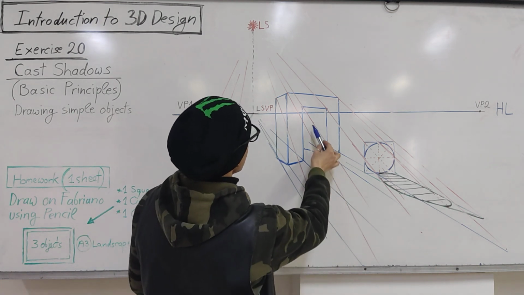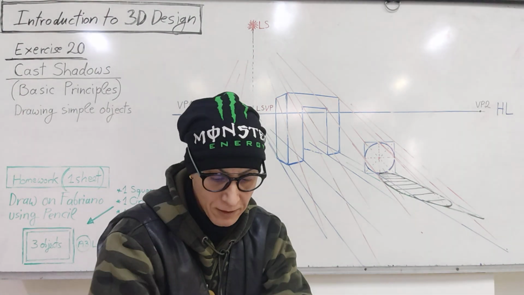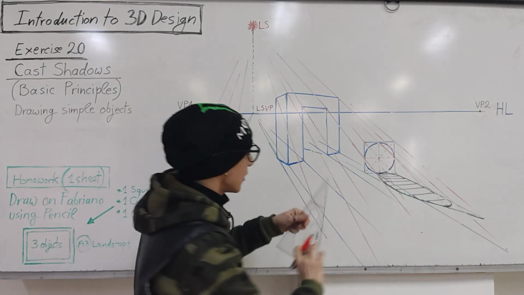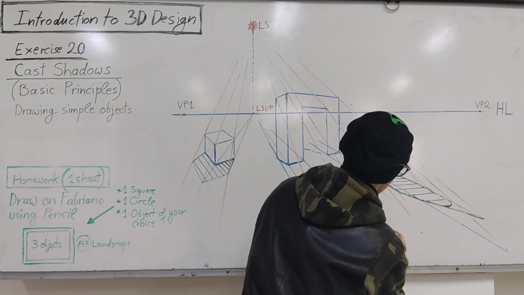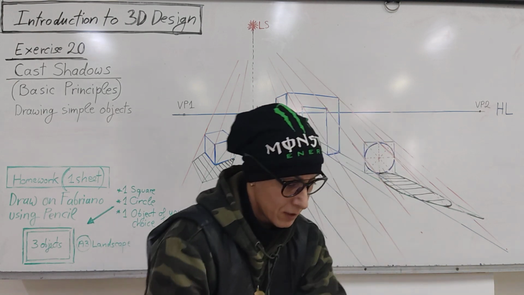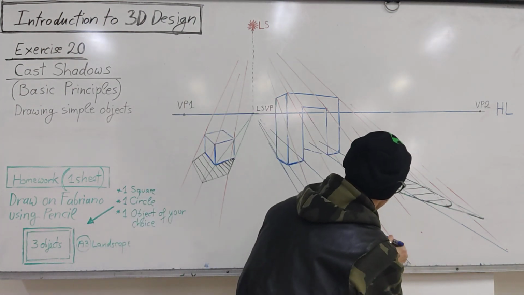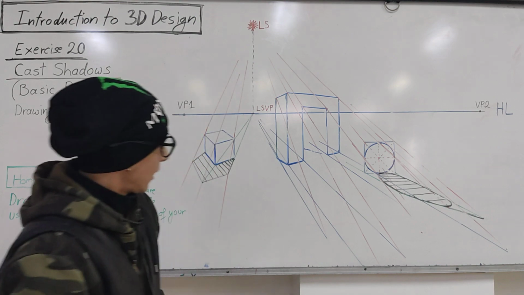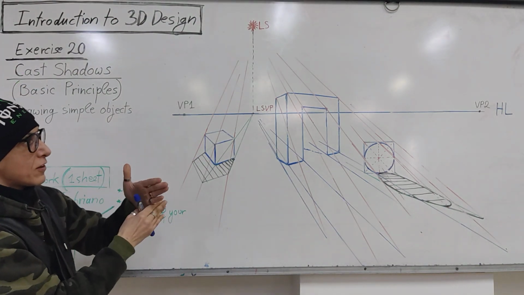Okay, so let me see here which line. It's this one with this one. Okay, we need to lengthen some of the lines, make them longer here. Okay, now we need to see where the lines intersect.